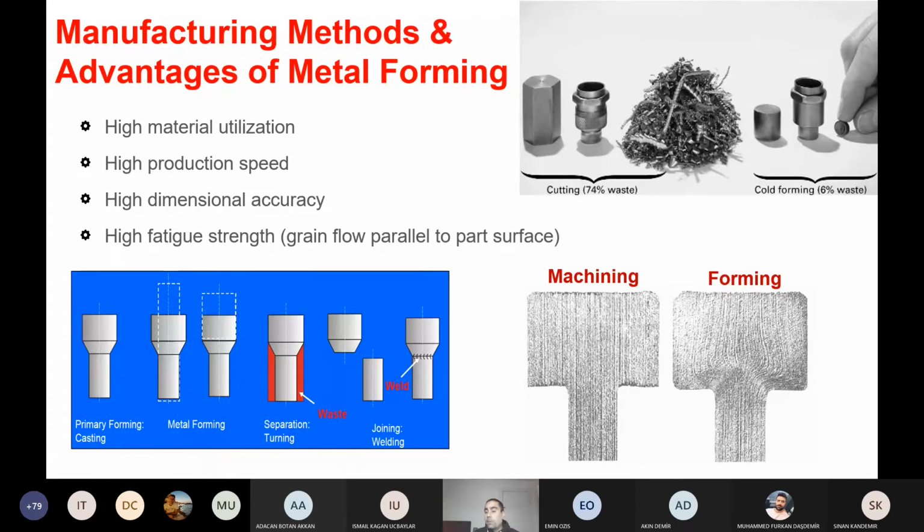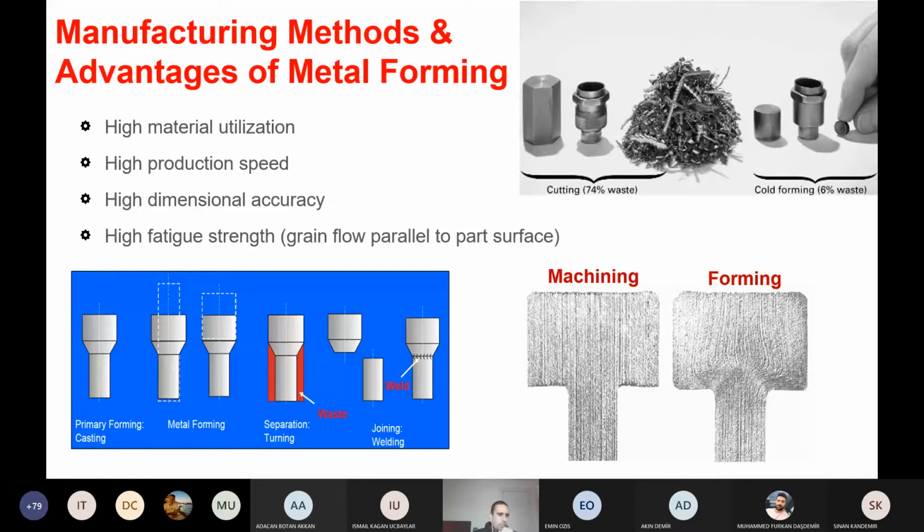But if we forge it, if we just form it in a cold condition, then we will use a much smaller material, and we will only throw away 6% of it because we need to make a hole inside. And this will be the tiny scrap that we will have at the end of the process. And just imagine if you have to produce 1 million parts of this example, then you will lose quite a bit of money if you throw away more than 70% of the material.